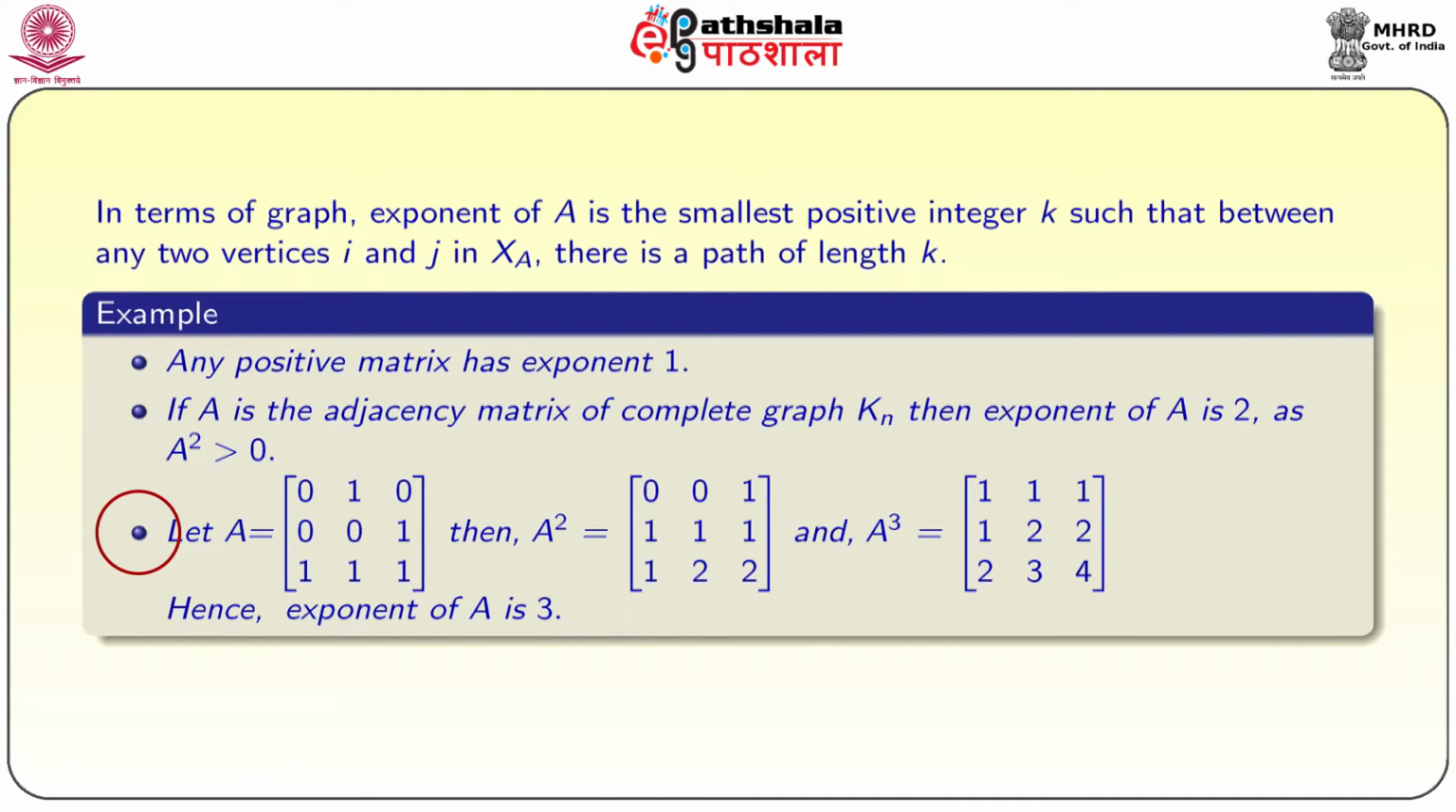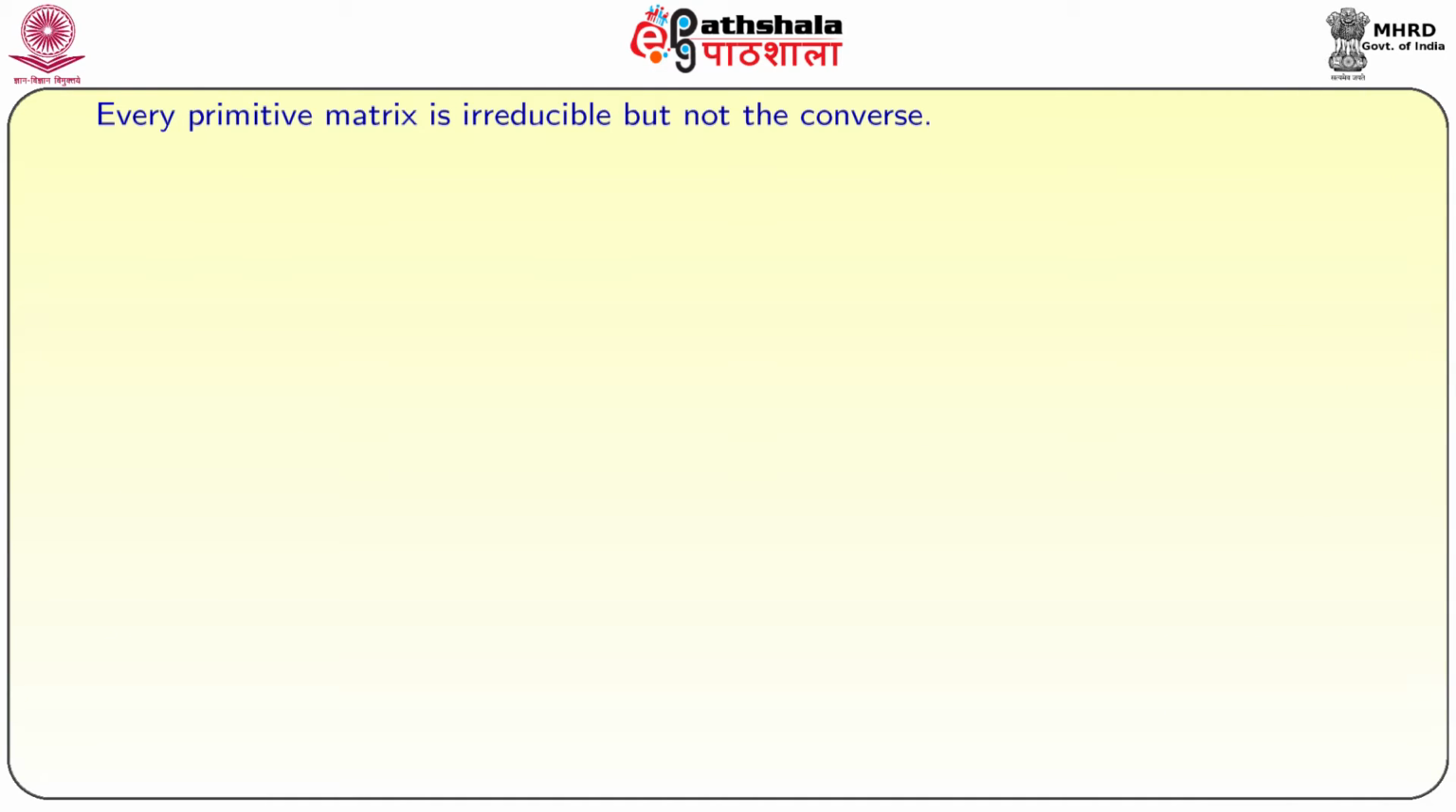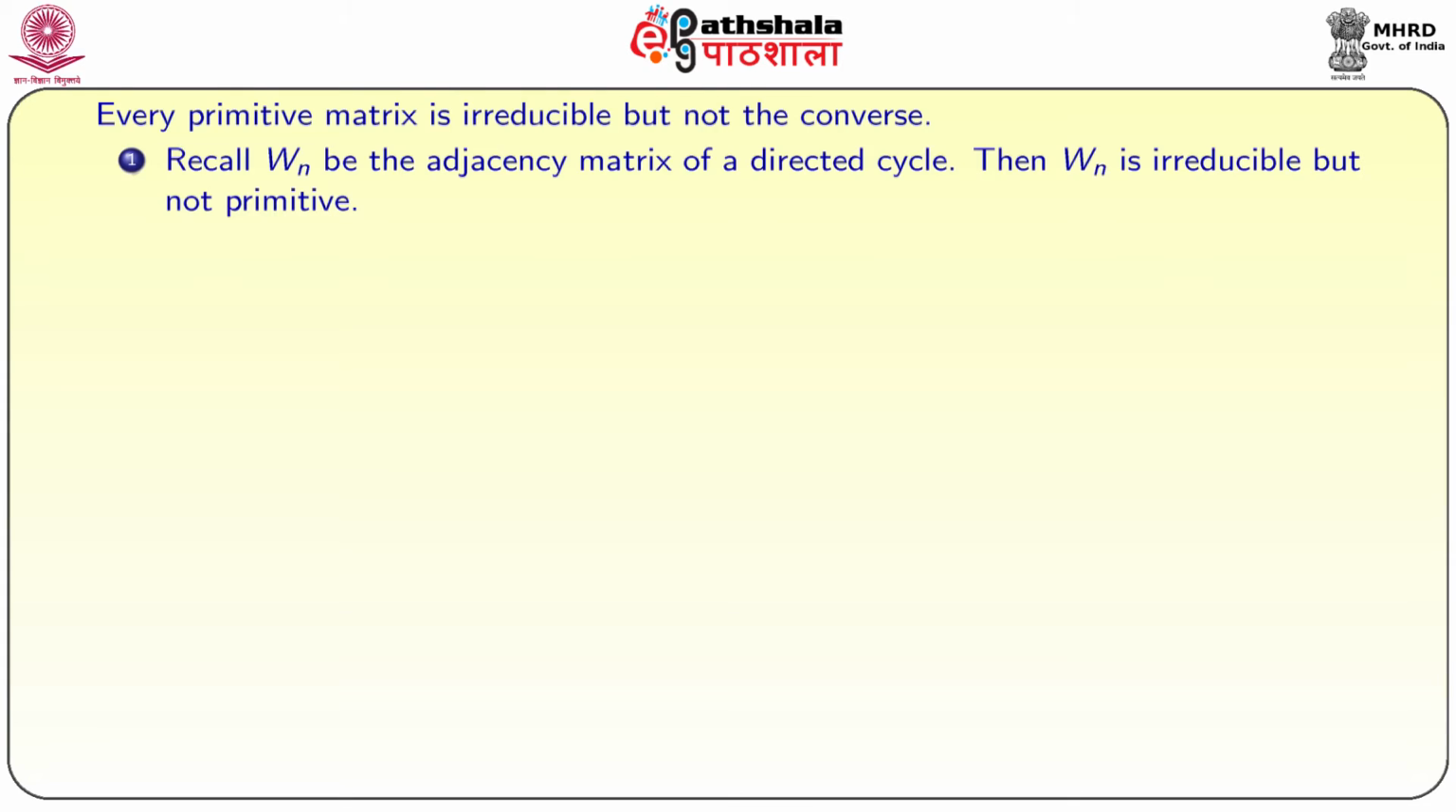Let A be equal to 0 1 0, 0 0 1, and 1 1 1. You can easily check that A square is still non-negative but not positive. A cube is a positive matrix, hence the exponent of A is 3 in this case. Every primitive matrix is irreducible but not the converse. So, recall that if W1 is the adjacency matrix of a directed cycle, then W1 is irreducible but not primitive.